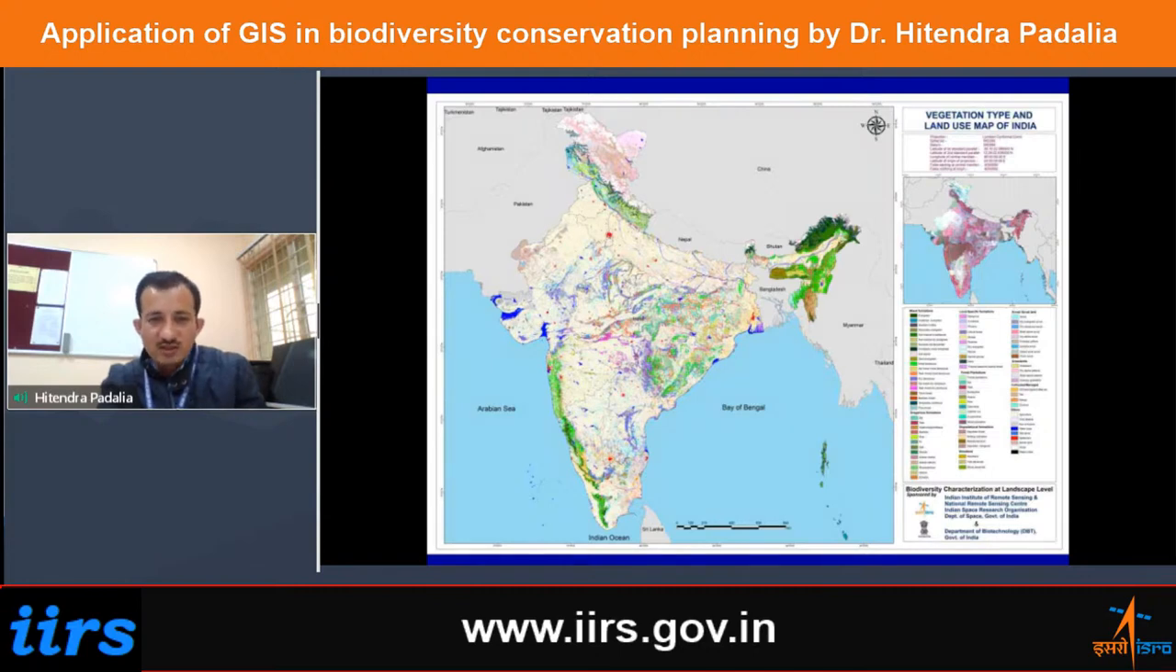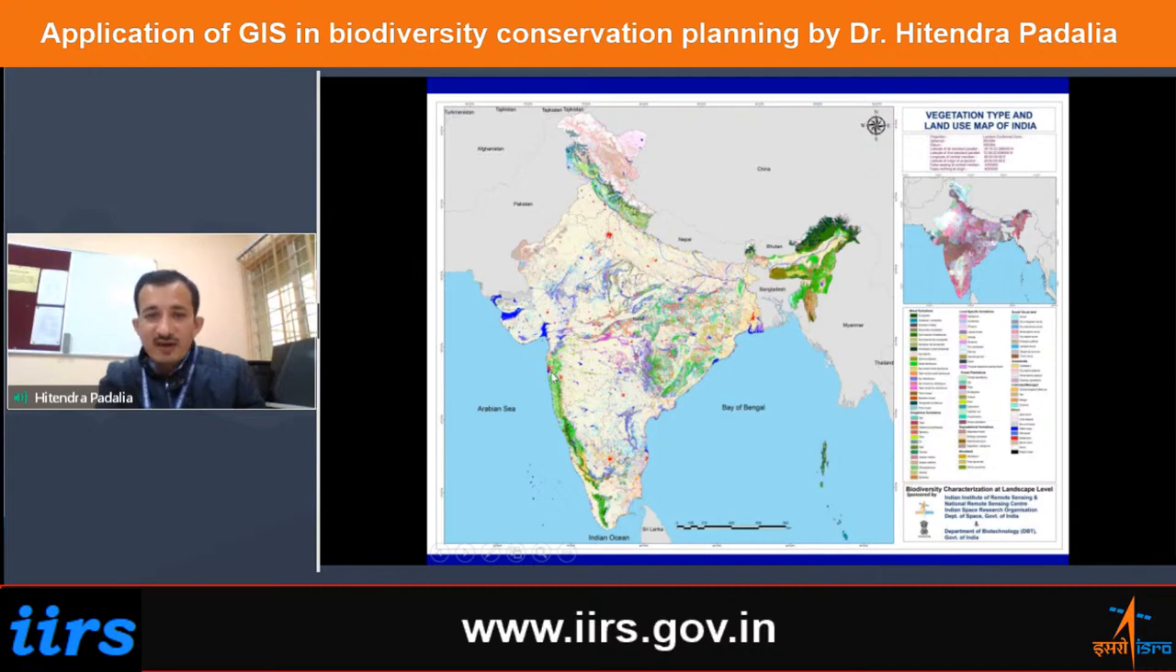So suppose this is the kind of representation in our country as far as the vegetation types and their distribution are concerned. This is one level of exercise from the national project which has come up, but at local level you can further refine it, because now data is improving and you can add more classes.